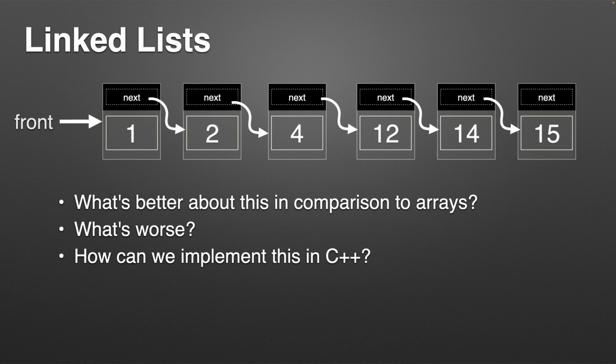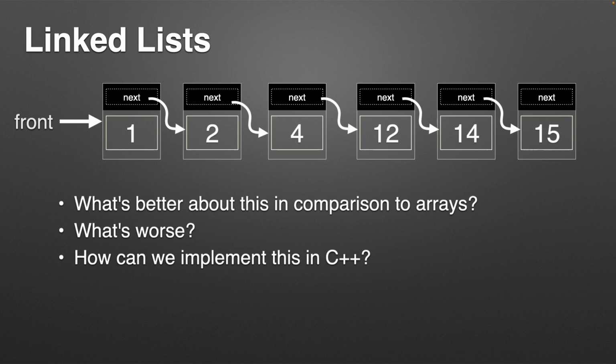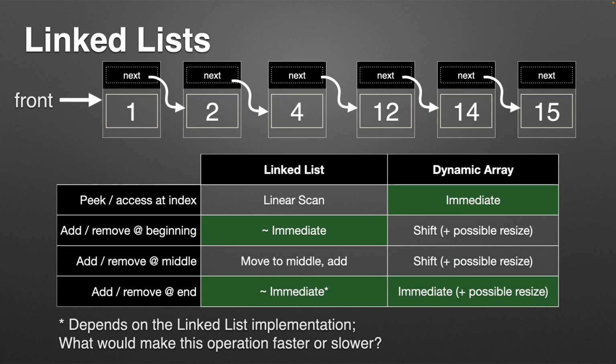So some things to think about are what's better comparing this to arrays versus what's worse. Here's a little bit of intuition on that. If we think about accessing an element based on an index that we know, there's no question arrays win. Indexing is fast. With a linked list, we have to go through it all to find it.